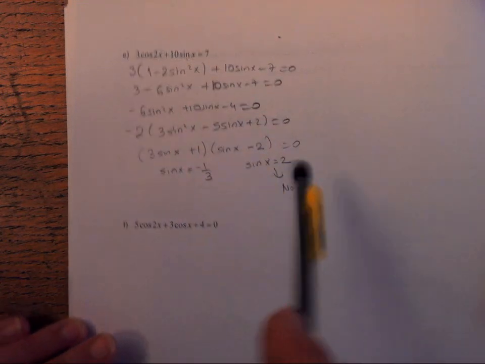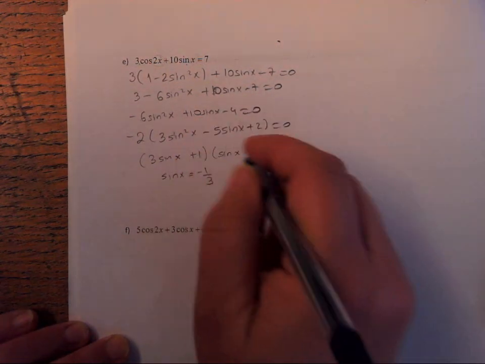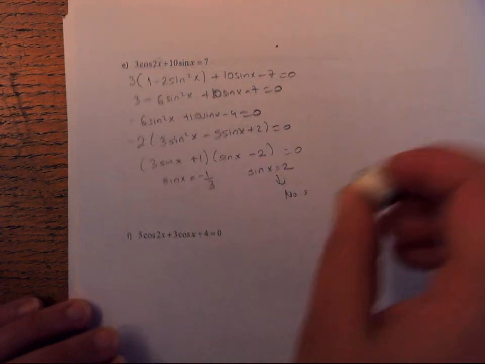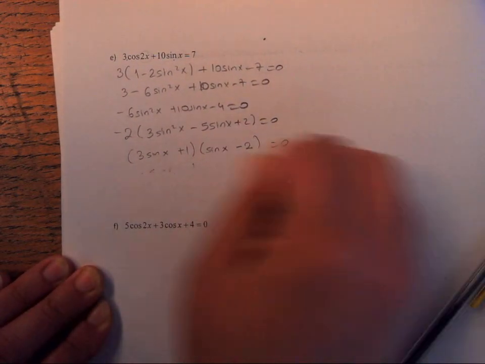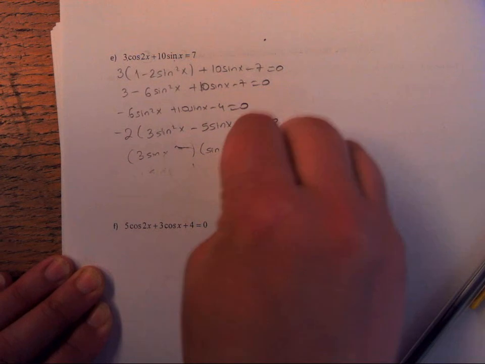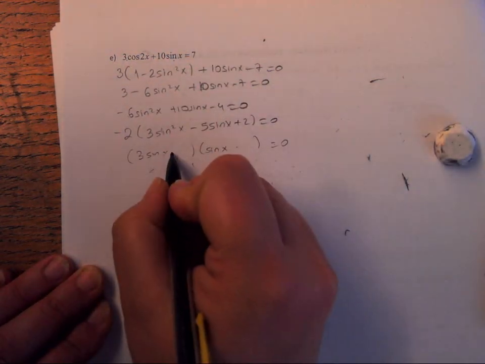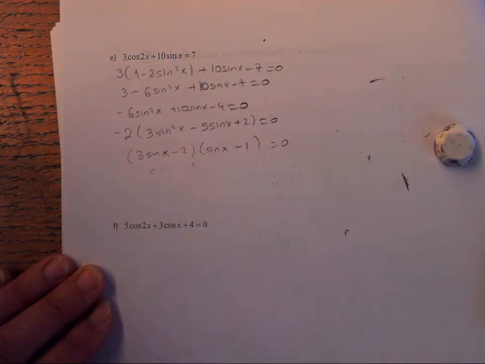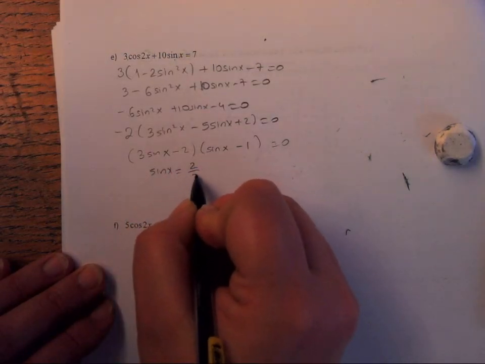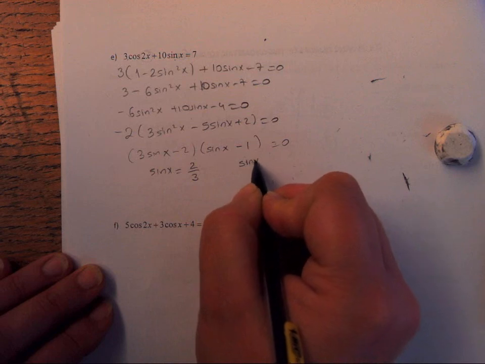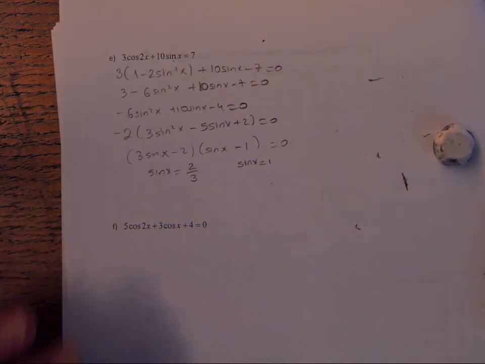Oh, there's something wrong. So this is going to be -2. This is going to be -1. So you get sine x equals 2/3, and sine x equals 1. Okay, now we are good. -2, -3, -5. Yep. This is good.